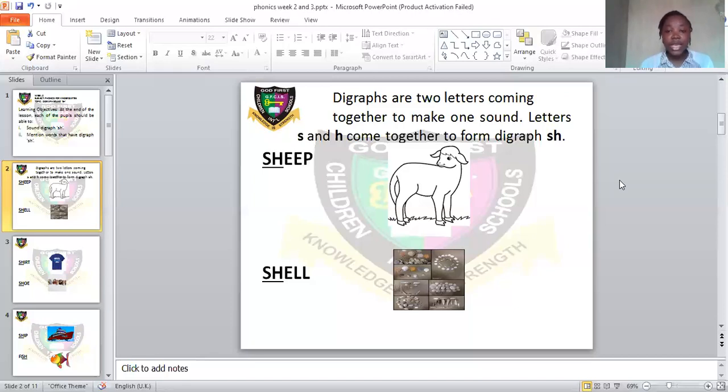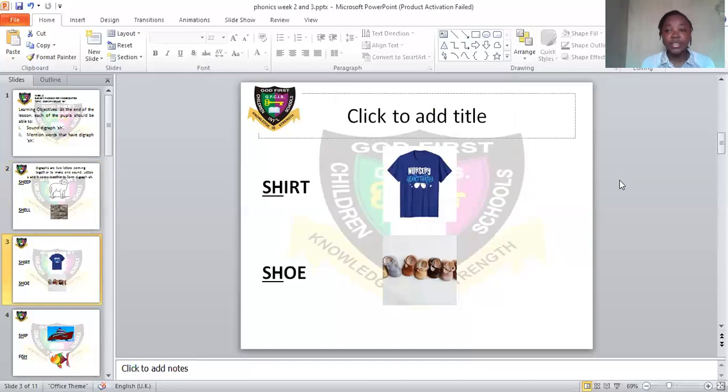Now let's go to our next example. We have shirt. Shirt is what we put on, like what madam is wearing. Madam is wearing a shirt. Now let's sound it together. Shirt, shirt. Again, shirt, shirt. For the last time now, everybody. Shirt, shirt.